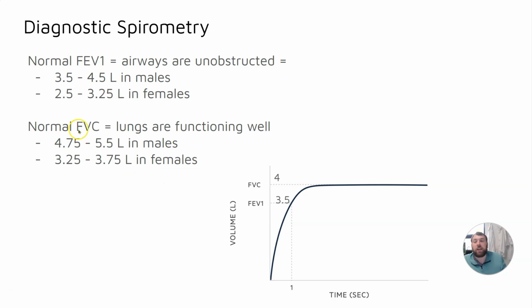A normal FVC, a normal forced vital capacity, on the other hand, tells us that the lungs are functioning well, meaning that there's nothing restricting how much those lungs can open and close and how much air they can actually take in. A normal FVC for males is somewhere between 4 3/4 and 5.5 liters, and a normal FVC for females is somewhere between 3 1/4 and 3 3/4 liters. This patient right here has a forced vital capacity of 4. That is totally fine. Again, they're female. This is normal. It's okay to have above that normal range.